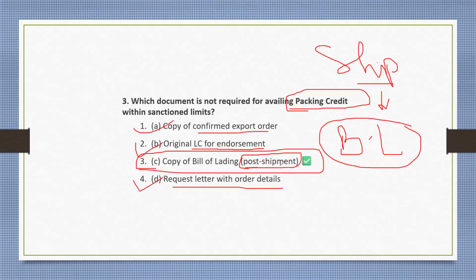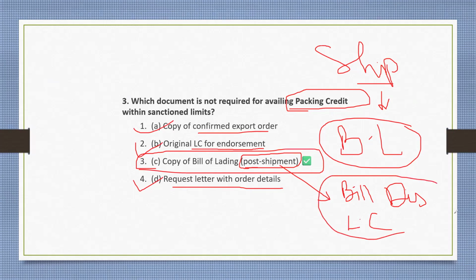What is post-shipment credit? Post-shipment credit is bill discounting, negotiation of the bill. So when you're doing bill discounting and negotiation of the bill, like under LC, in that case you will be asking for the copy of bill of lading, and also the copy of shipping bill. Shipping bill copy will also be required. So I hope you understood.